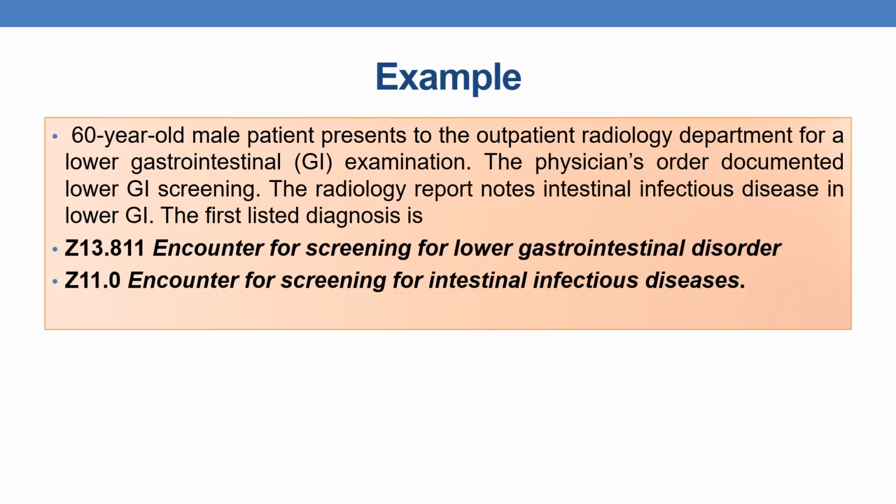Now let us see an example. A 60-year-old male patient presents to the outpatient radiology department for a lower gastrointestinal tract examination, and the physician orders documented lower GI screening, and the radiology report notes intestinal infectious disease in the lower GI. Here the PDX, or the first listed diagnosis, would be Z13.811, encounter for screening for lower gastrointestinal disorder. In addition to that, you can also code Z11.0, encounter for screening for intestinal infectious diseases.